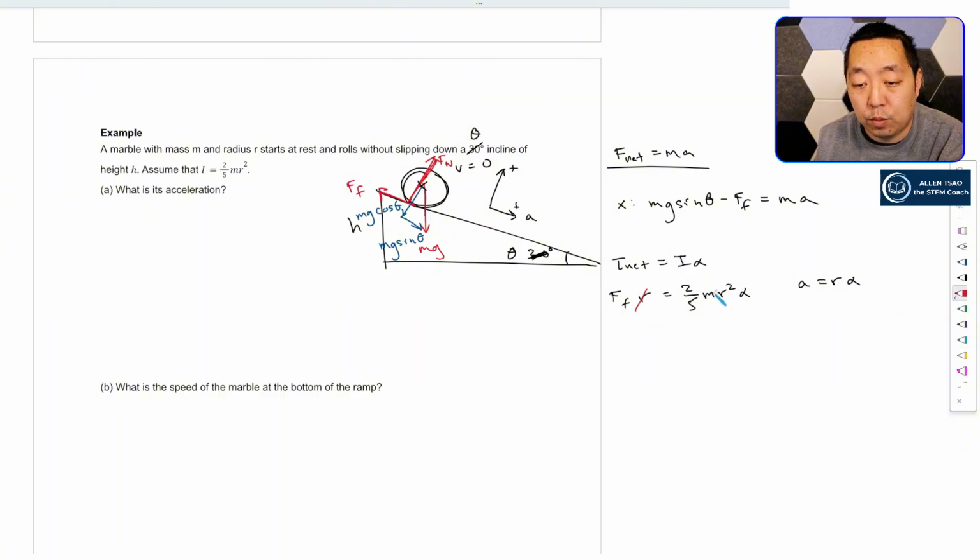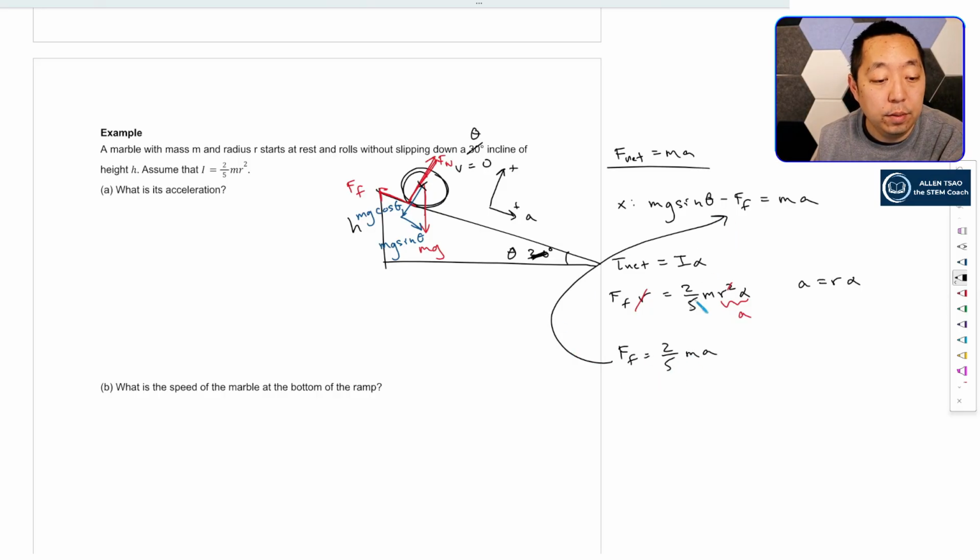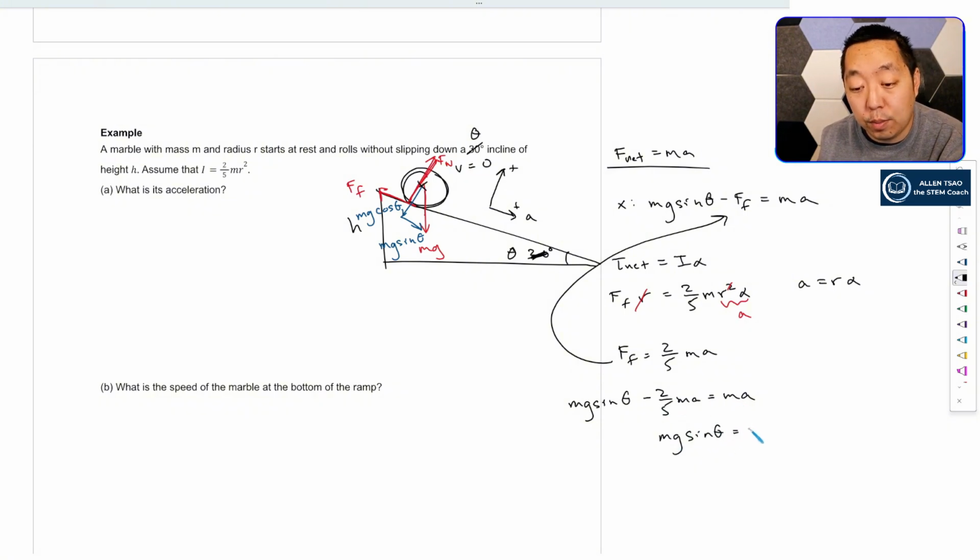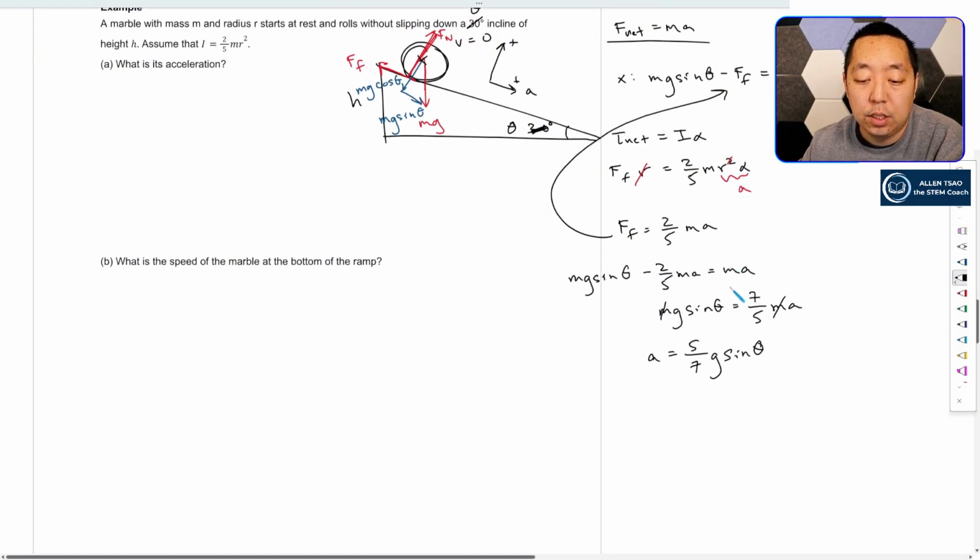So when you simplify this, one of these R's cancel, and then this you can replace with just a = Rα. So you get the force of friction is 2/5 ma. We can plug that into there, right? So you get mg sin θ minus 2/5 ma is equal to ma. Move that over, you get mg sin θ is going to be 1 ma plus 2/5 ma, which gives me 7/5 ma. So a is going to be 5/7 g sin θ. This is the exact thing we did in the previous unit, just to make sure you're doing that.